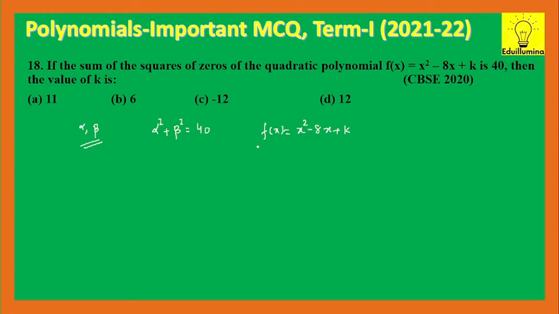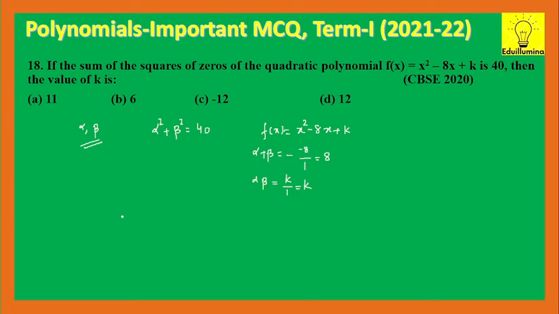So first of all, let us find out the sum of zeros, alpha plus beta, which equals minus coefficient of x divided by coefficient of x square. So the coefficient of x is minus 8 and the coefficient of x square is 1. So alpha plus beta is equal to 8. And the product of zeros, alpha beta, is equal to the ratio of the constant term and the coefficient of x square. The constant term here is k and the coefficient of x square is 1. So alpha beta is equal to k.